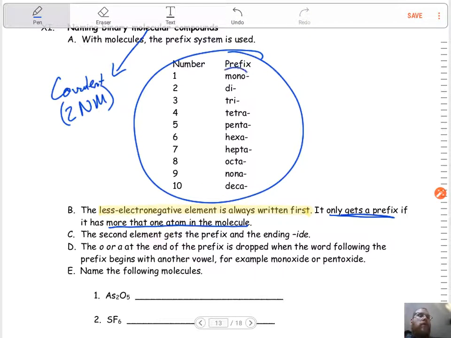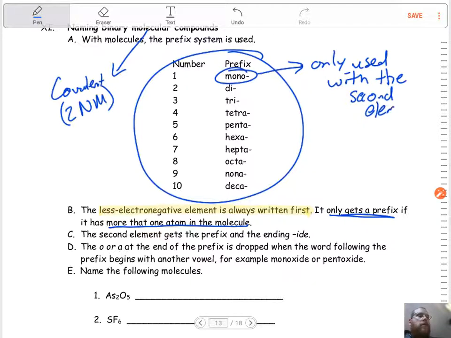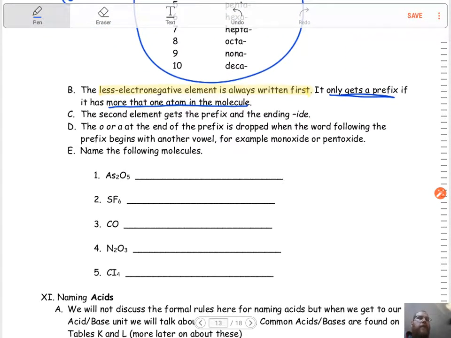So basically what this is saying, guys, right here, mono is only used with the second element. I can't spell today. You will never, ever use it with the first one. It's only ever used with the second element.